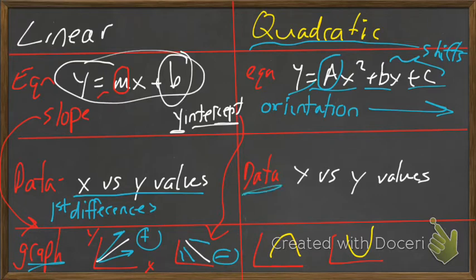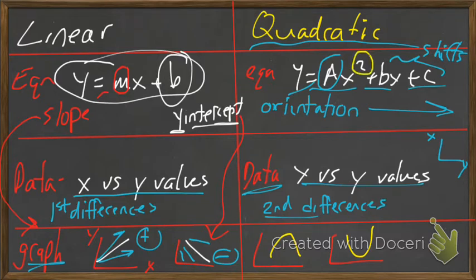The data from a quadratic equation still relies on the x and y values. So on your normal graph, you're still going to have an x and a y. But the determining factor is going to be the second differences. We say quadratics are second degree, because of the exponent on our initial x variable.